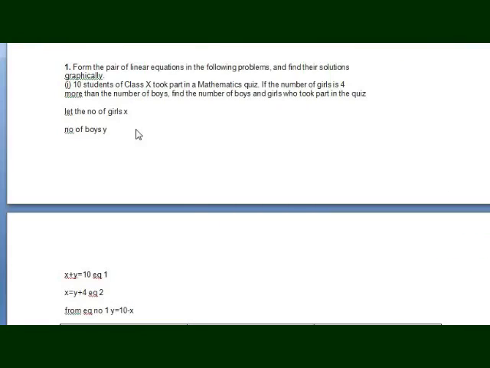Let us discuss the first question of exercise 3.2 of linear equations. The question is: 10 students of class 10 took part in a mathematics quiz. If the number of girls is 4 more than the number of boys, find the number of boys and girls who took part in the quiz.